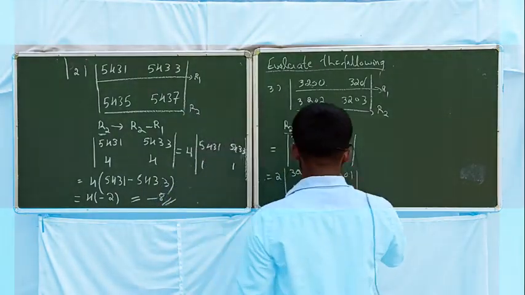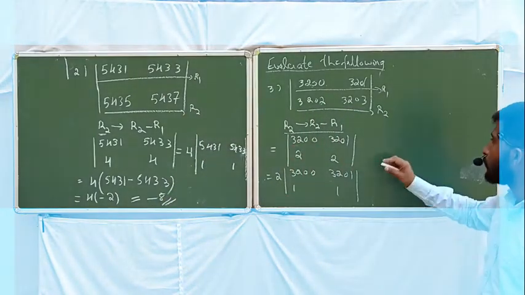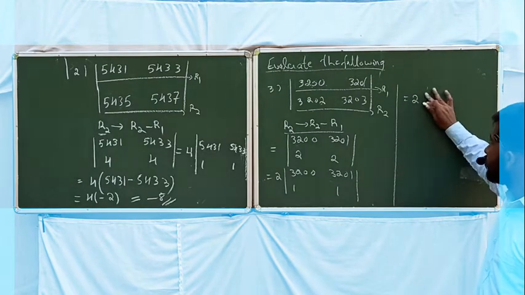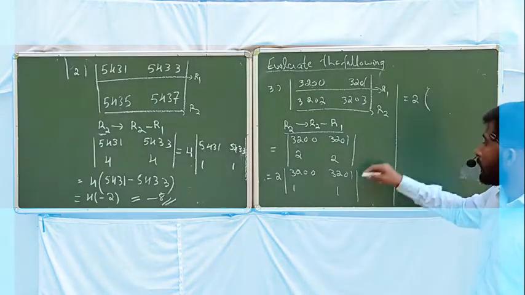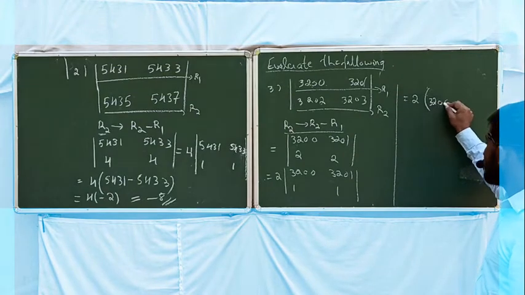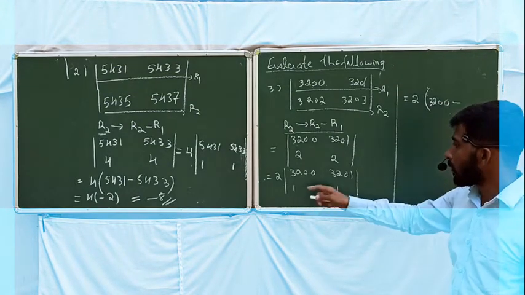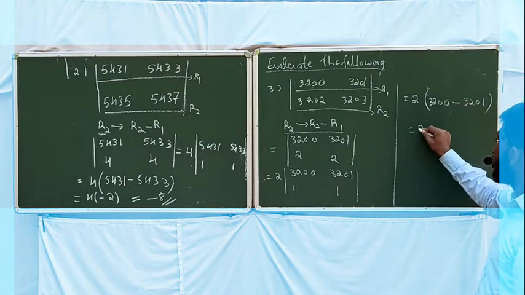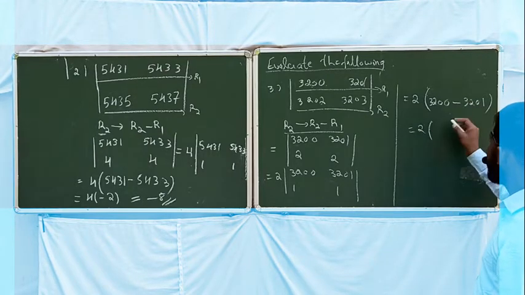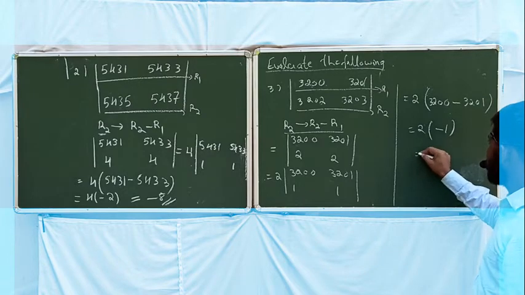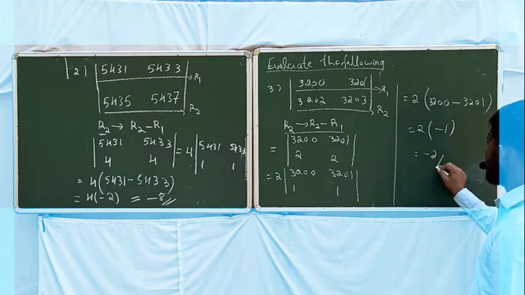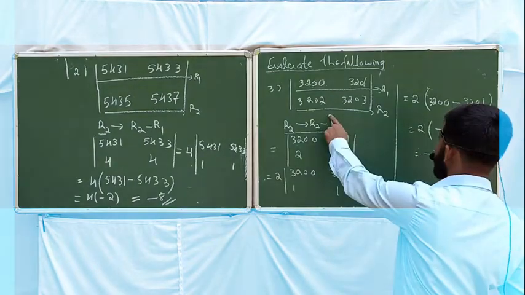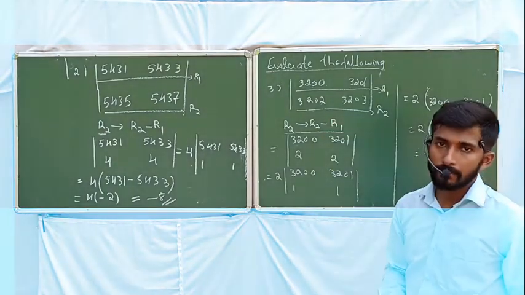In the next step, evaluate the determinant value. It's equal to 2 into product of diagonal entries 3200 minus product of non-diagonal entries 3201. 2 into, subtracting here you will get minus 1. 2 into minus 1, the answer is equal to minus 2. Therefore, the value of this determinant is equal to minus 2.